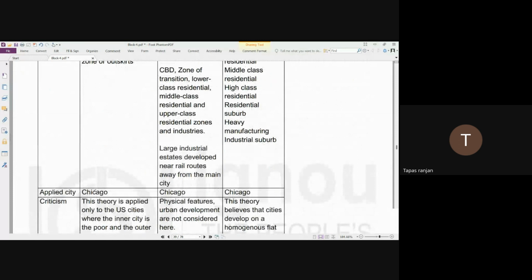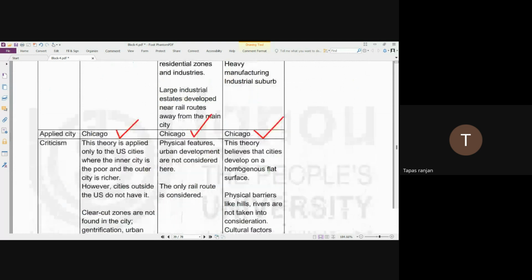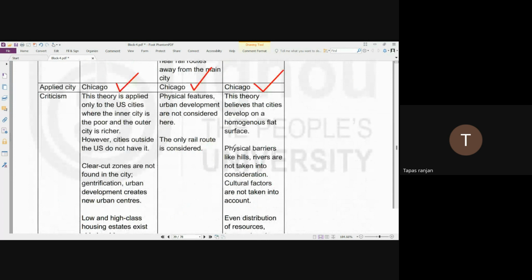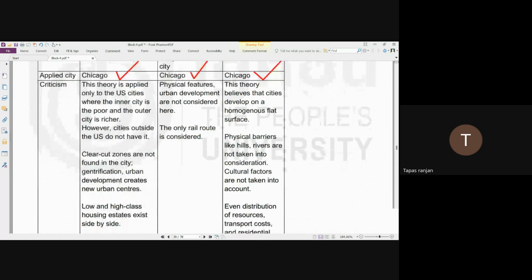All those theories were basically applied to Chicago, and they may not be applicable to Indian cities. So that is another criticism. Okay, the different criticisms that we have already discussed have been given here, and comparisons are also given here.